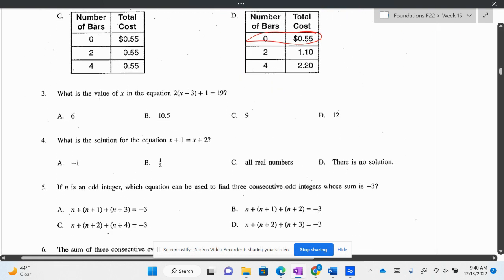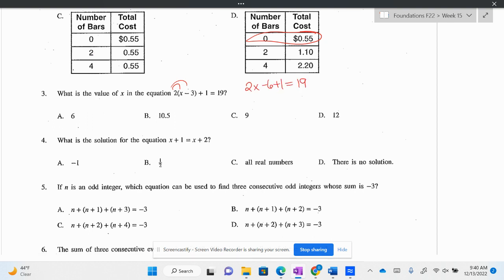What is the value of x in this equation? I'm going to distribute: 2x minus 6 plus 1 equals 19. Combine like terms: 2x minus 5 equals 19. I'm going to add 5 to both sides. 2x equals 24. When I divide by 2, I find out that x equals 12.